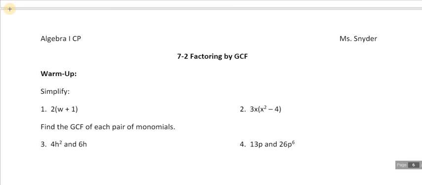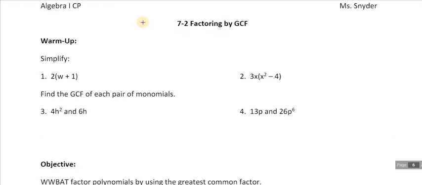In Chapter 7, we're going to begin factoring. And the whole point of factoring is basically to undo the multiplication that we learned back in Chapter 6. So our first type of factoring is going to be factoring by GCF. In Section 7.1, we learned how to identify the GCF using a systematic process. So we're going to now take a GCF, identify it, and factor it out.